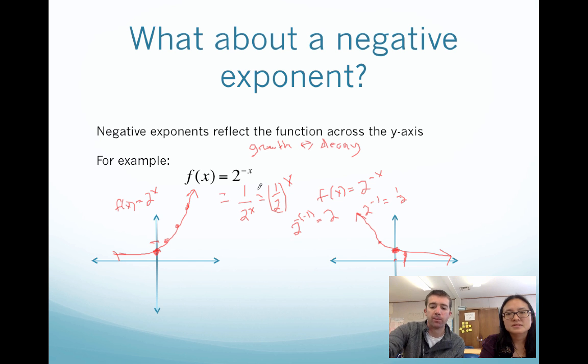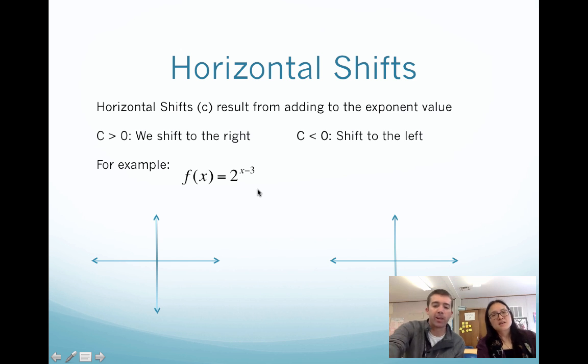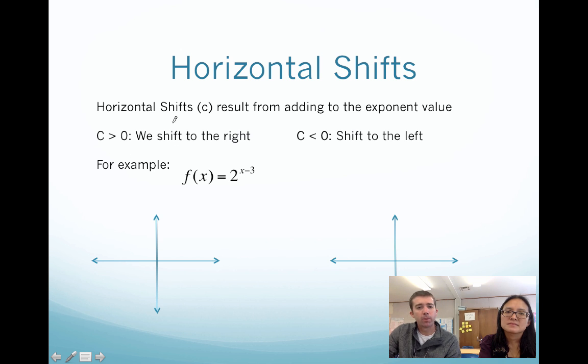All right. So I think we've had enough of our reflections. Let's do some moving about. Yeah, let's shift this thing. Okay, so here we go. It says horizontal shifts. So our C value is what's added to our parent function. Exactly. So we have bx plus some C value.